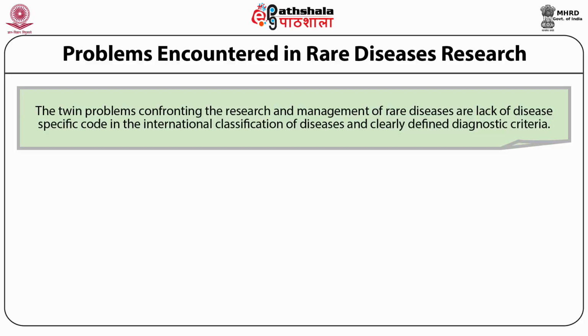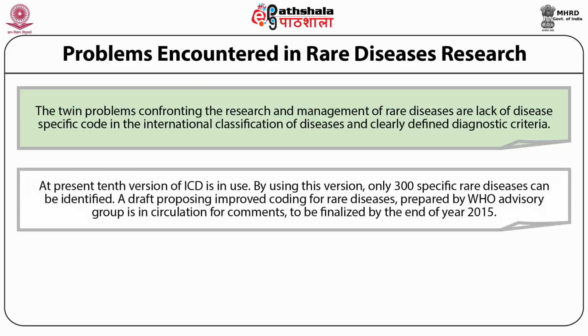For each disease condition, an international classification of diseases is used, which is coordinated by the World Health Organization. At present, the 10th version of ICD is in use. By using this version, only 300 specific rare diseases can be identified. A draft proposing improved coding for rare diseases, prepared by the World Health Organization Advisory Group, is in circulation for comments, to be finalized by the end of 2015. By using the proposed coding, it is expected that at least 1,000 specific rare diseases can be identified.